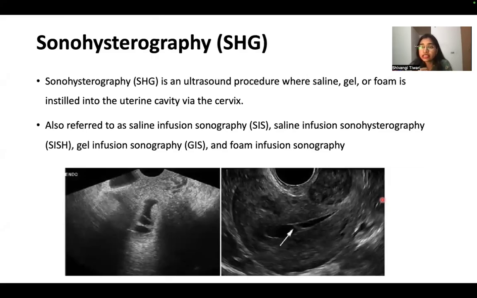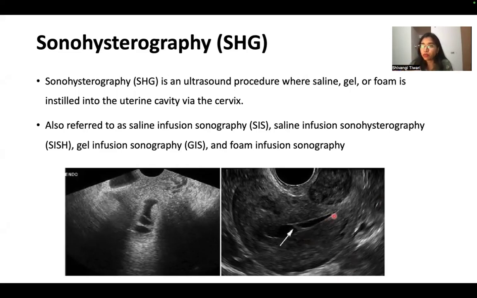Next is SHG, that is sonohysterography. Sonohysterography is an ultrasound procedure where saline, gel, or foam is instilled into the uterine cavity via the cervix. This is also known as saline infusion sonography, saline infusion sonohysterography. If we are using gel, then it is gel infusion sonography. If we are instilling foam, then it is foam infusion sonography.